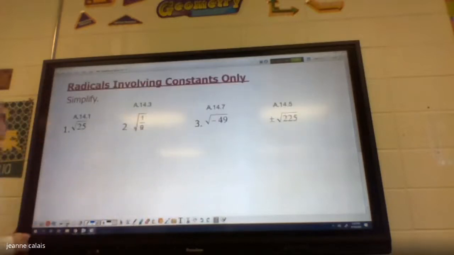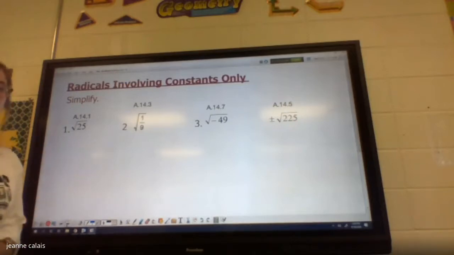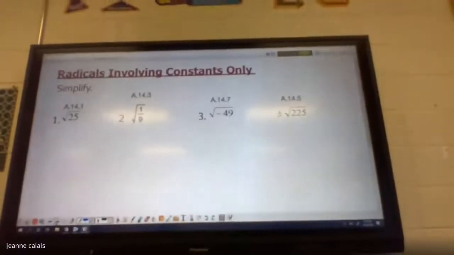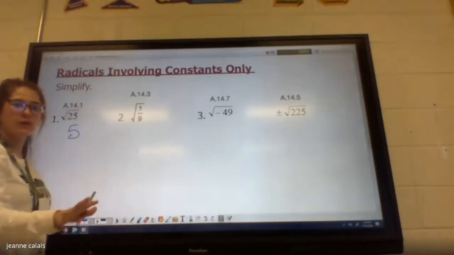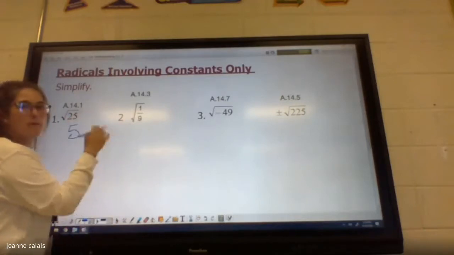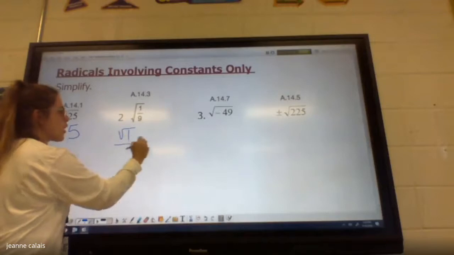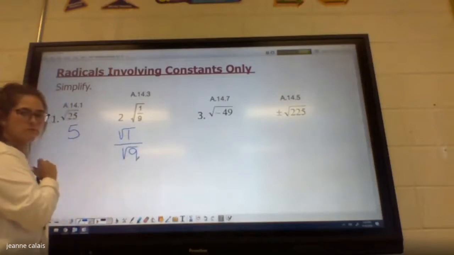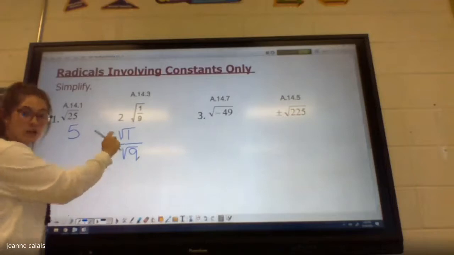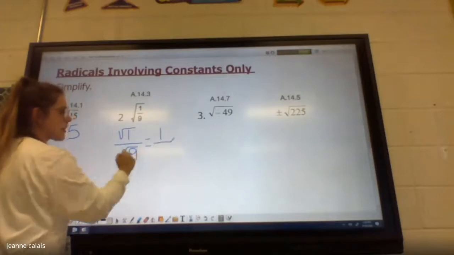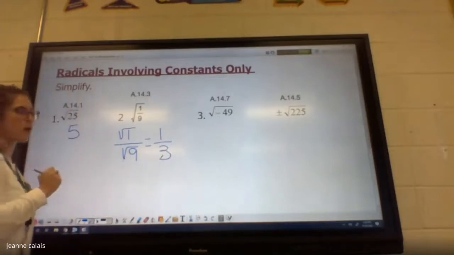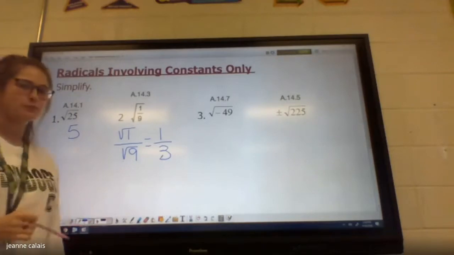All right. Okay. So now you're going to have some easy ones. Every now and then you will have an easy one. So we have the square root of 25. Okay. That's simple. 5. Here we have a fraction. I don't want you freaking out. Okay. Very simple. Break it up. Square root of 1 over the square root of 9. Each part of the fraction, okay, is its own problem. So the square root of 1 is 1. The square root of 9 is 3. Okay, 1/3.